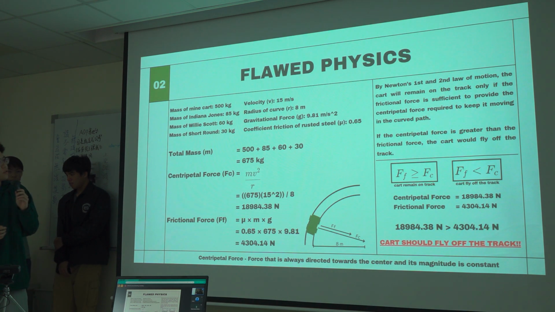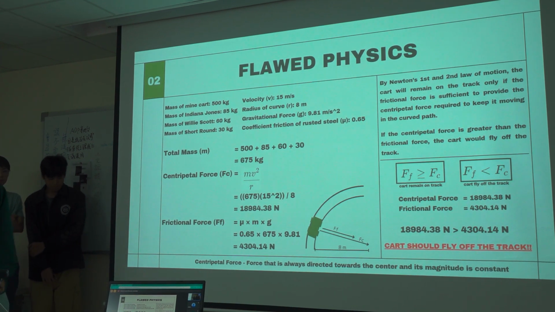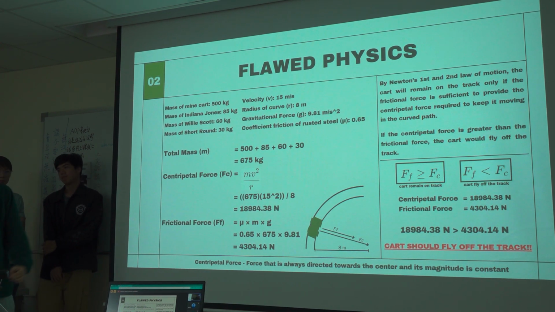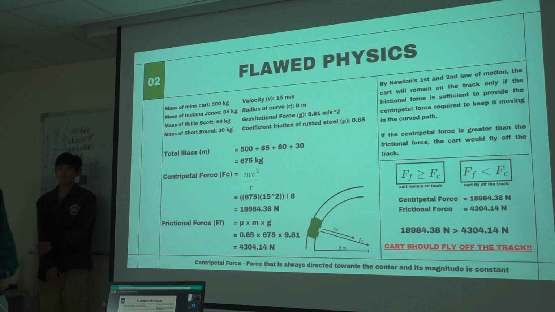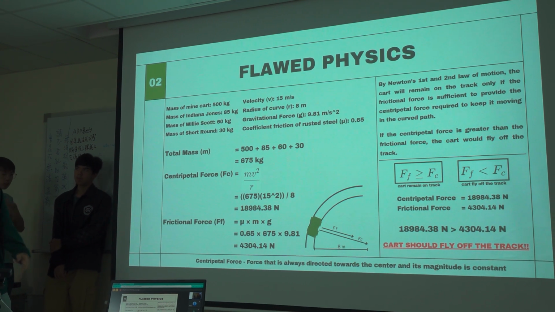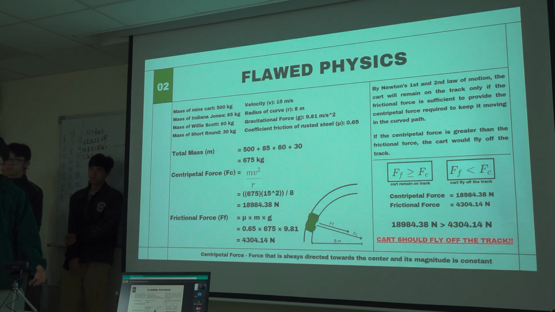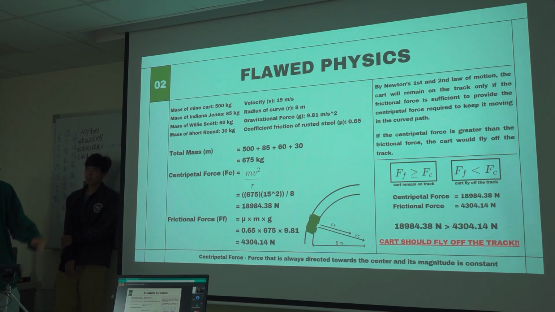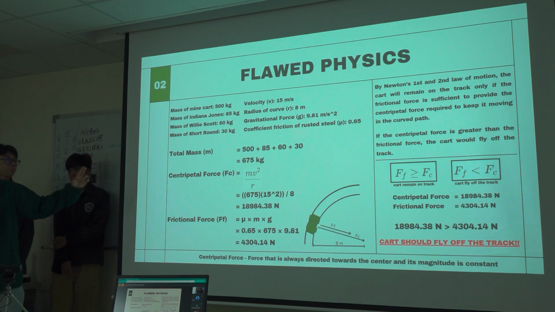By Newton's first and second law, the cart will remain on the track only if the frictional force is sufficient to provide the centripetal force required to keep the cart moving in a curved path. If the centripetal force is greater than the frictional force, then the cart would fly off the track. In order to calculate that, we need to have the centripetal force first, and then the frictional force.